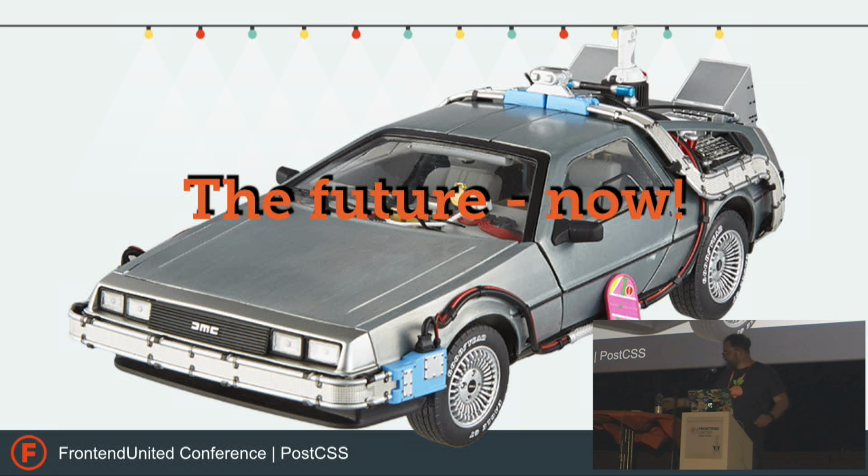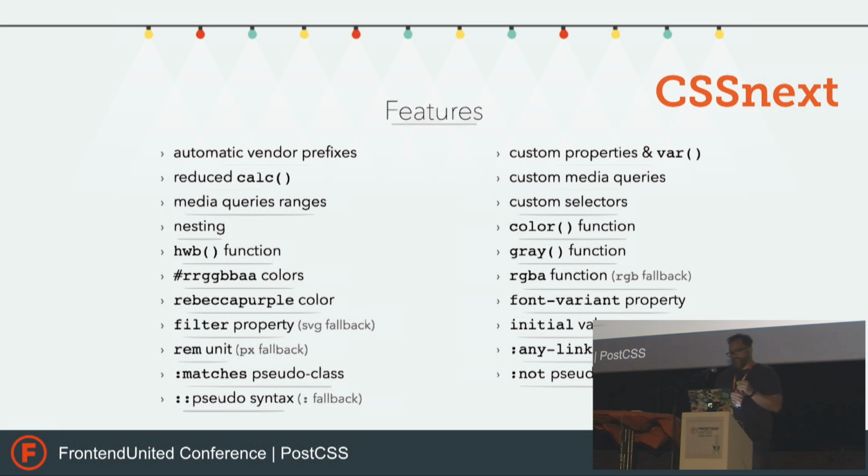And really the thing that, as I said, sold me on PostCSS. The headline is "The Future Now." There is a really cool plugin called CSS Next. It gives you a lot of nice features that are currently in the works in the CSS specification. If you go to the website, for every one of those features there's also a link to the current specification in the CSS documentation.